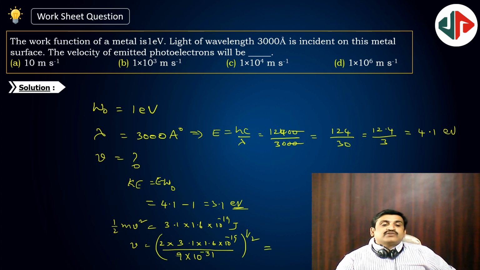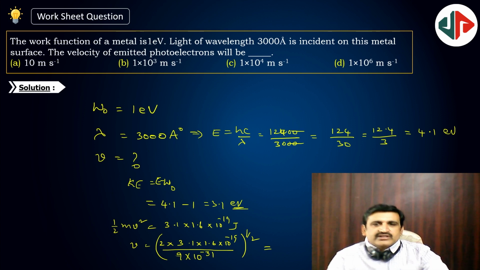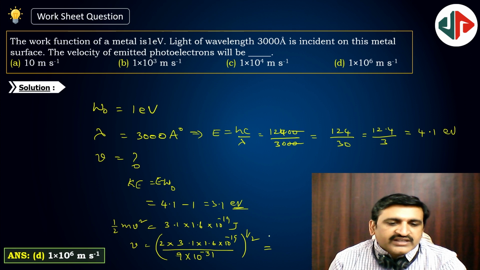3 times will go. 3, 32, 10 times will go. So 10 to the power of 18. 18 means 12 or roughly 13 by 2, around 6. So option can be D option. Yes, 10 to the power of 6. Roughly also you can do it.